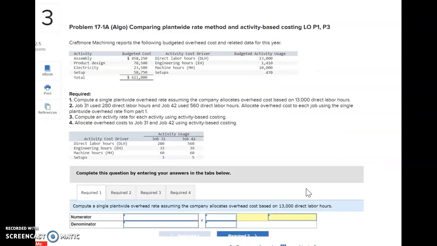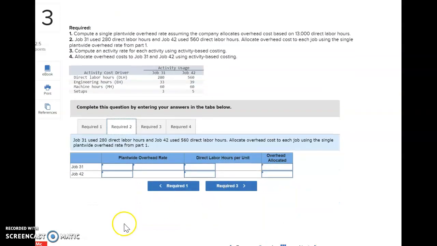Problem 3, again, we're going to calculate the single plant-wide rate, and you're told 13,000 direct labor hours. So again, refer to page 130 in the textbook. And then we'll use this plant-wide rate, the rate per direct labor hour, and we'll allocate to jobs 31 and 42. And so you'll be able to use the direct labor hours. You're given that for each of the jobs.